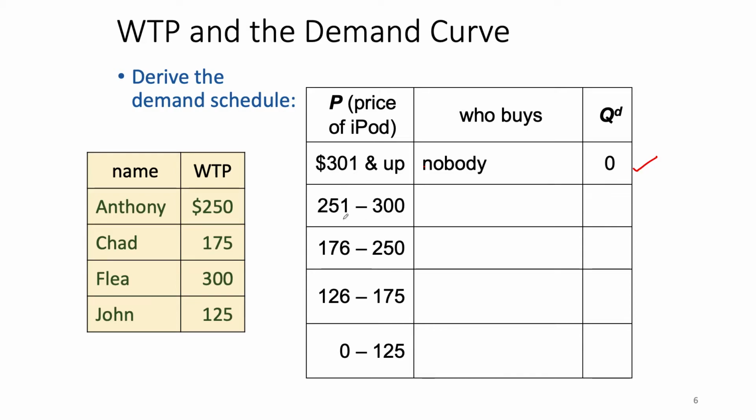Suppose the price is set between $251 and $300. Now, if I think about who will be willing to buy this iPod, Chad won't want to buy. John is going to stay out of it. Anthony is almost there, but he'll stay out of it. The only person who will be willing to buy when the price is set in this range is Flea, and we have a quantity demanded of 1 unit when the price is between $251 and $300.